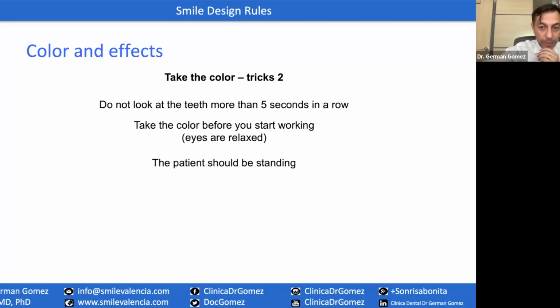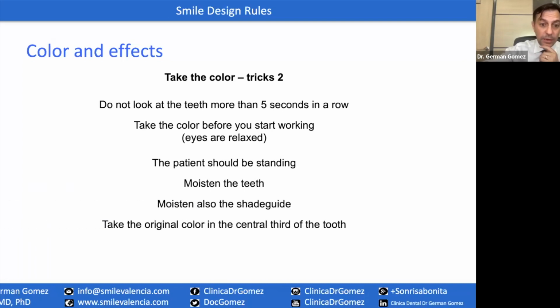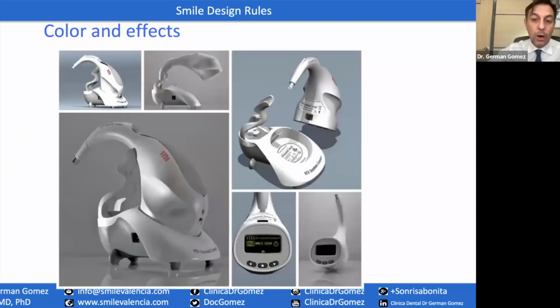Okay, so the patient should be standing, moisten the teeth of the patient, moisten also the shade guide, and take the original color of the central third of the tooth. If you want to take the dentine color, take it on the cervical third of the tooth. If you want to take the enamel color, take it on the incisal third of the tooth. Okay, of course you can use machines for that, that are precise.